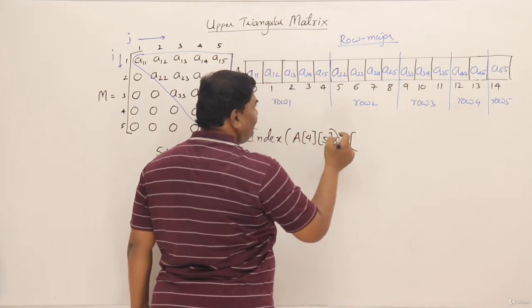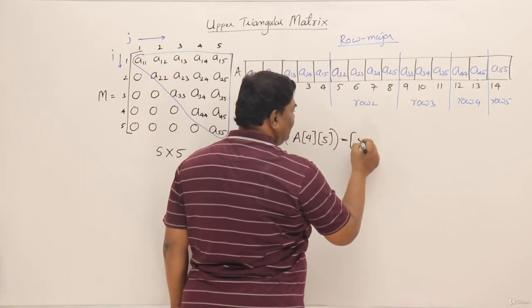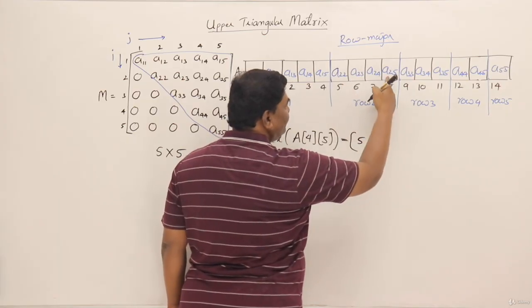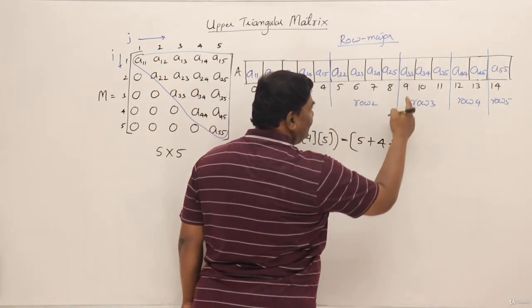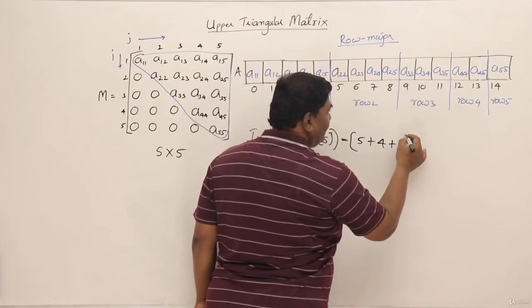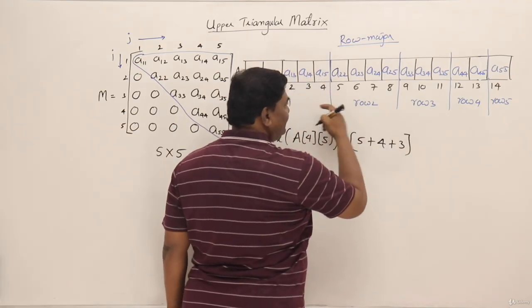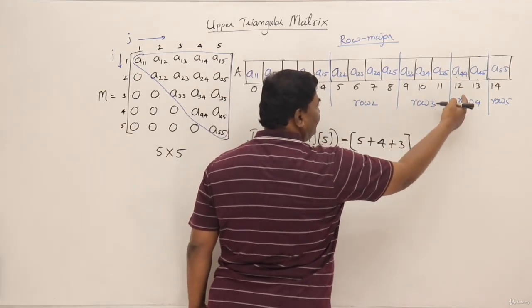The first row is having 5 elements, 1, 2, 3, 4, 5. The next row is having 4 elements. The next row is having 3 elements. Then after skipping these elements, I am here in the beginning of the 4th row.